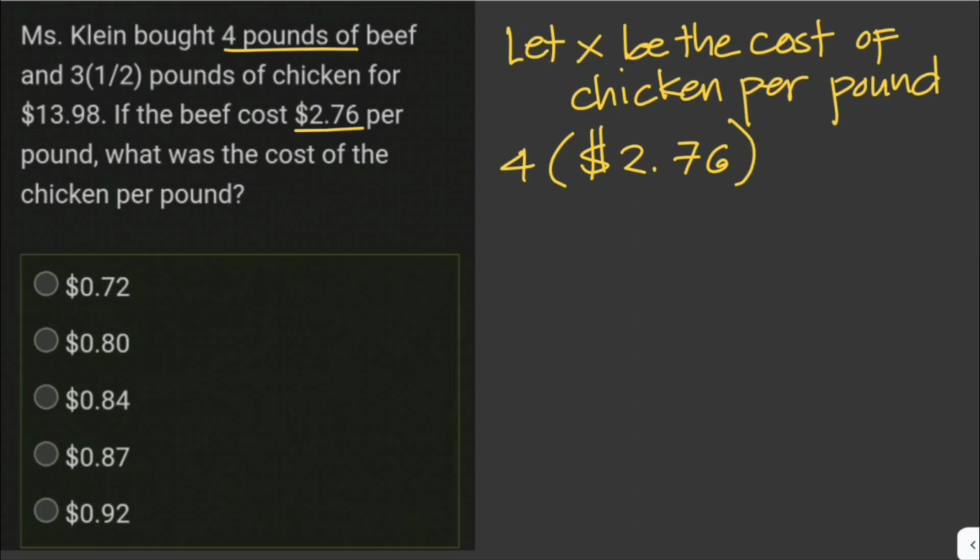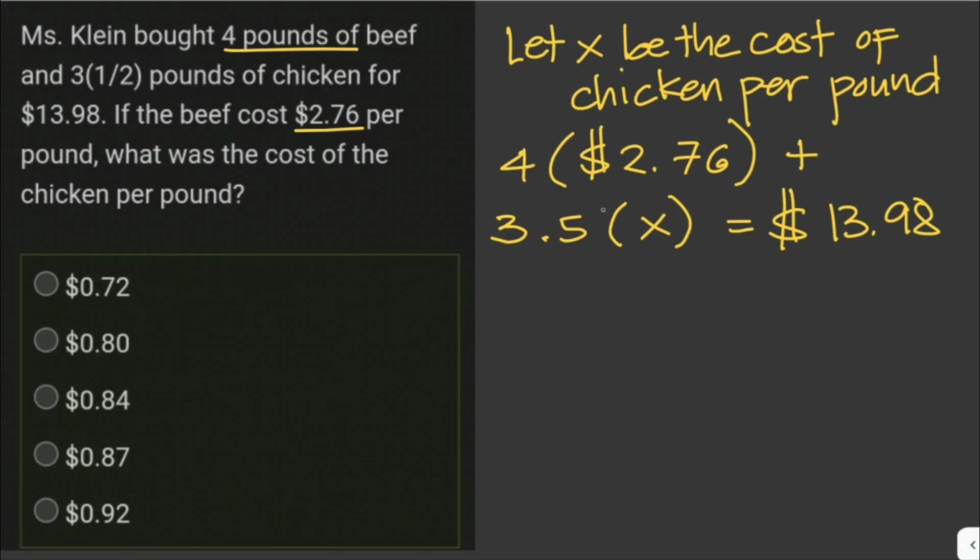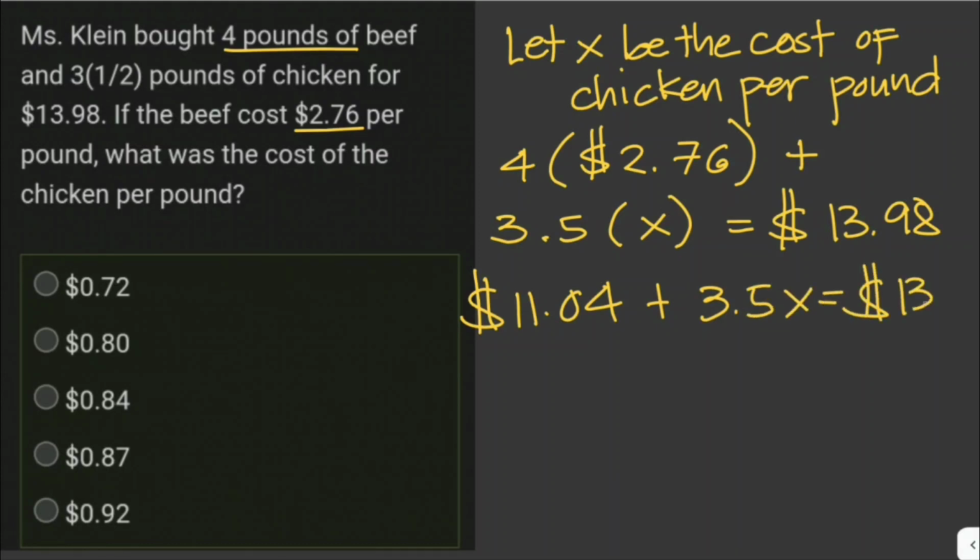And then she bought 3.5 pounds of chicken. So that would be 3.5 times X, because we don't know the cost of chicken per pound, and together that would be $13.98. So 4 times $2.76 is just $11.04 plus 3.5x equals 13.98. Then we subtract 11.04 from both sides.